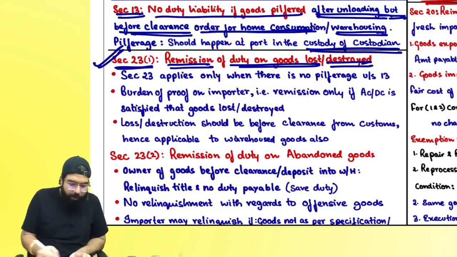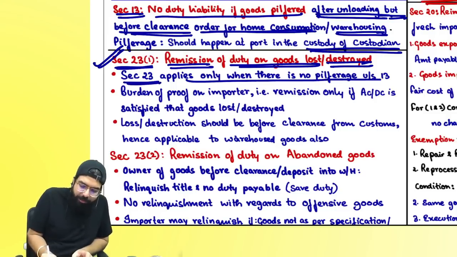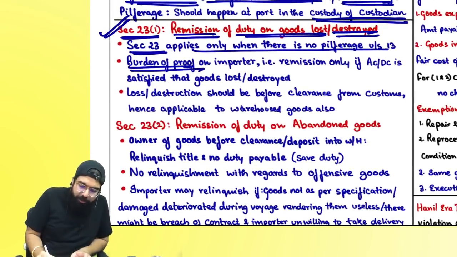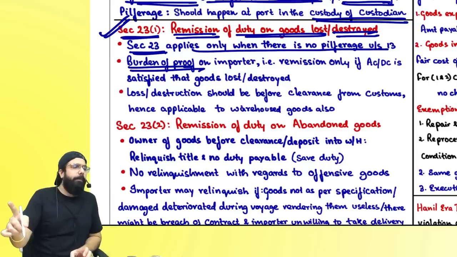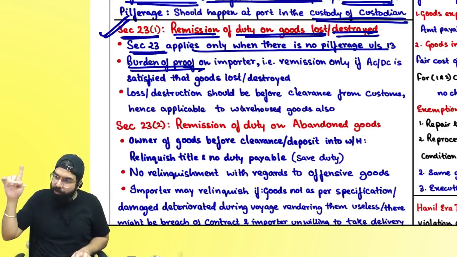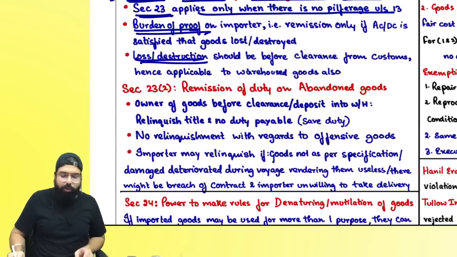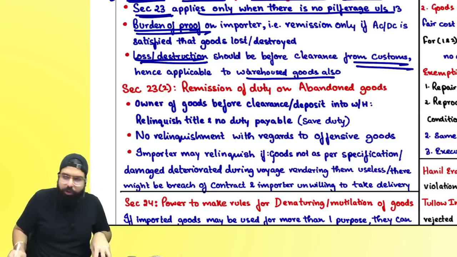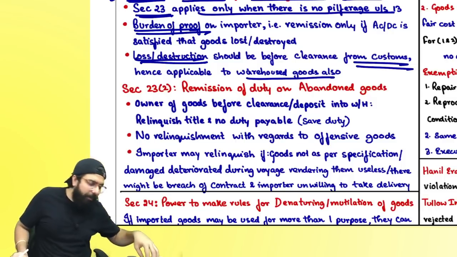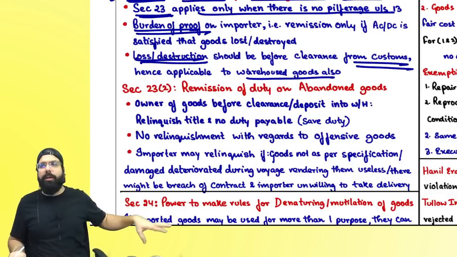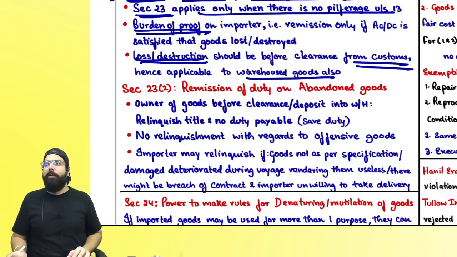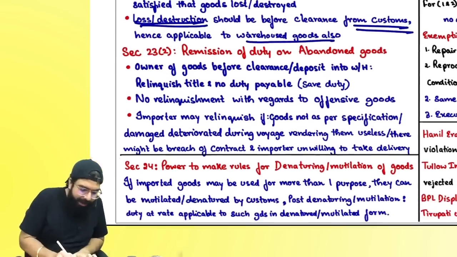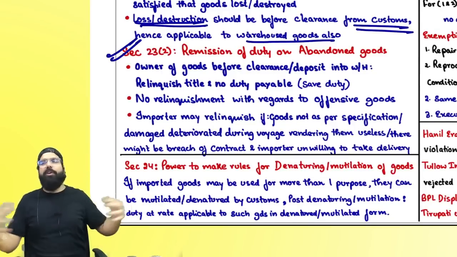that goods have actually been lost or destroyed. Everyone, Section 23 applies only when there is no pilferage. For pilferage, go to Section 13. Burden of proof is always on the importer. You have to prove to the AC or DC that goods are lost or destroyed. Loss or destruction should happen before clearance from customs, that is, it is applicable to warehouse goods also, in the port or in the warehouse. Wherever goods are lost or destroyed, you will not be liable to pay the duty. Simple. Goods lost, duty lost. Goods destroyed, duty destroyed.